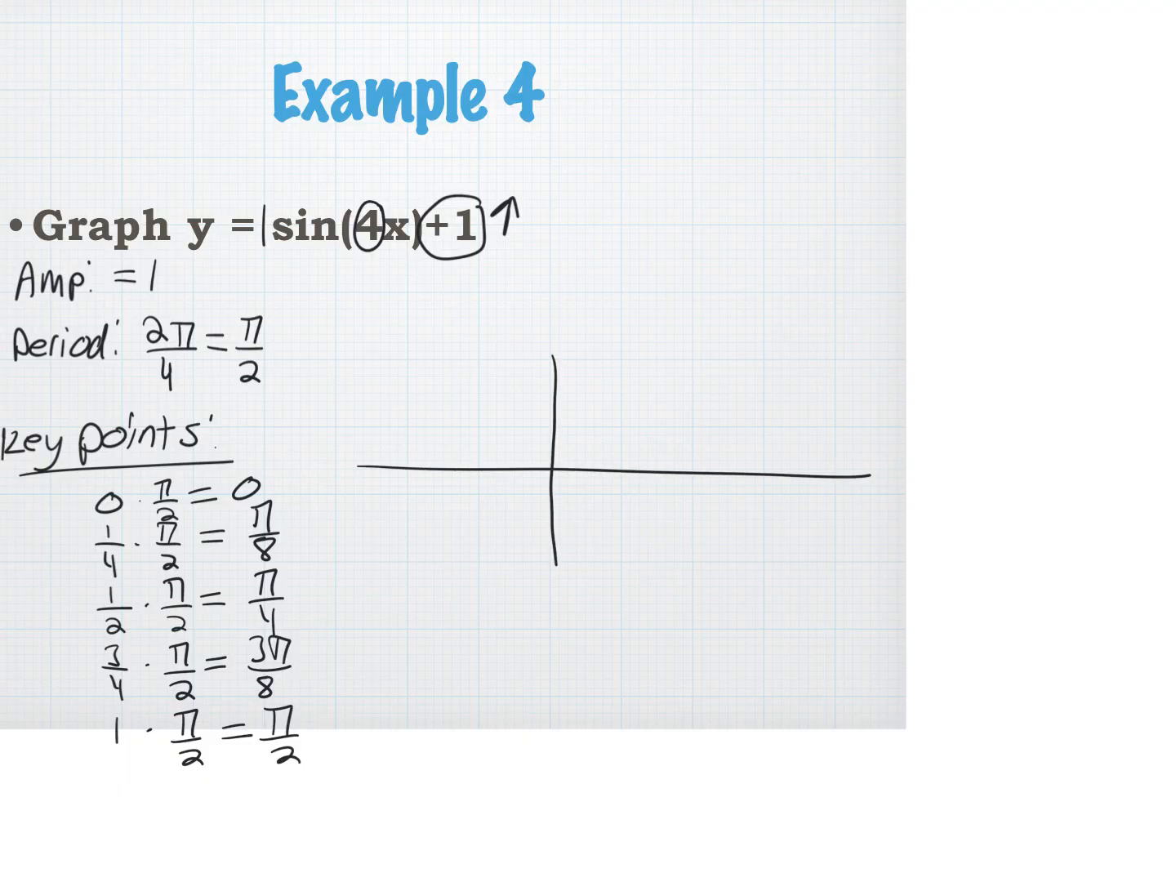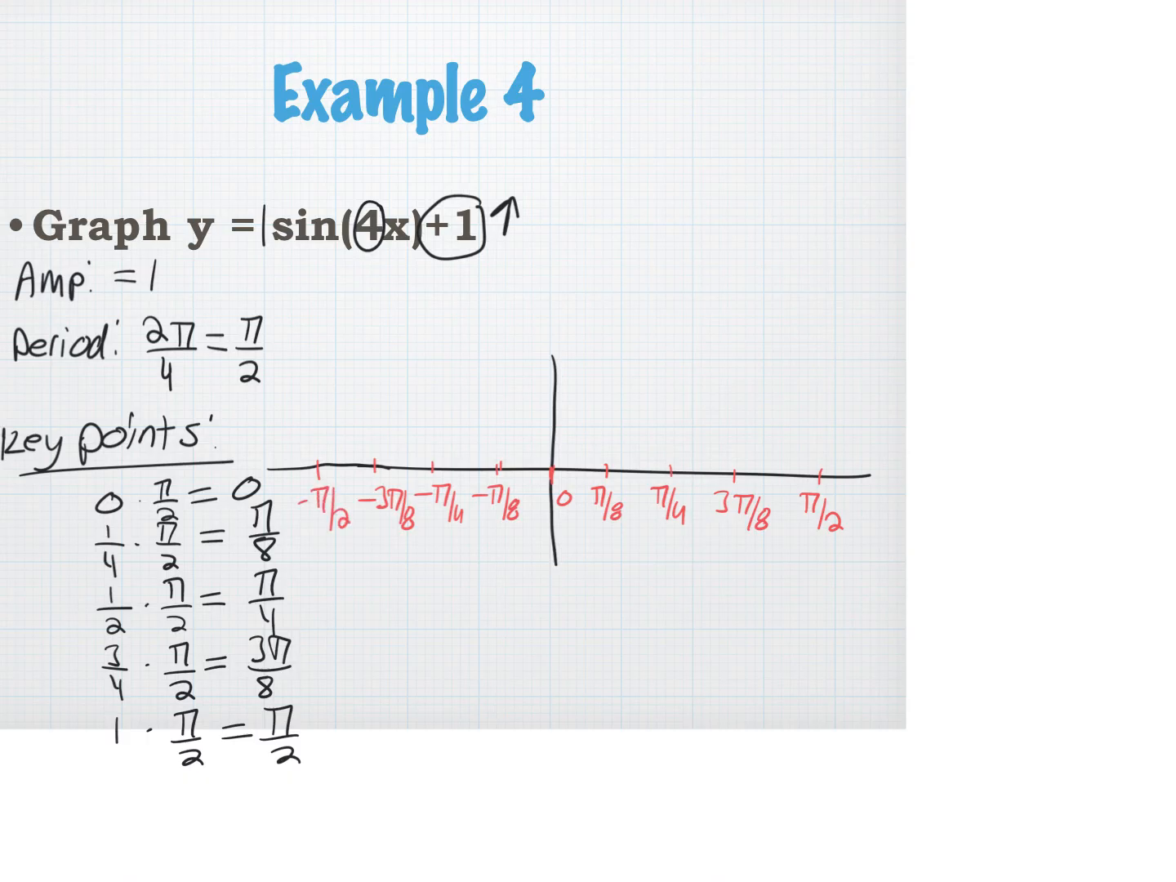All right, make sure I have enough room. Okay, so I have 0, pi over 8, pi over 4. All right, make sure they're in the correct order. All right, and then pi over 2. And then you do the same thing in the negative direction, right? So negative pi over 8, negative pi over 4, negative 3 pi over 8, and then negative pi over 2.